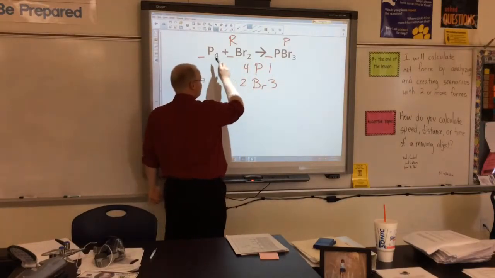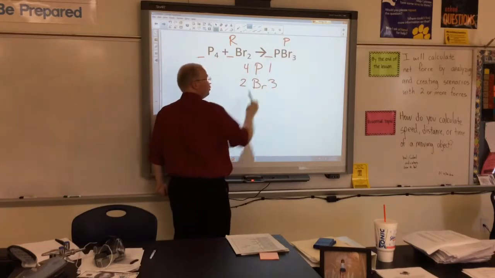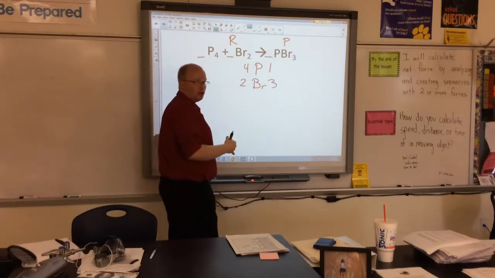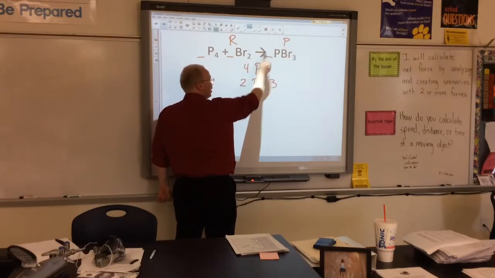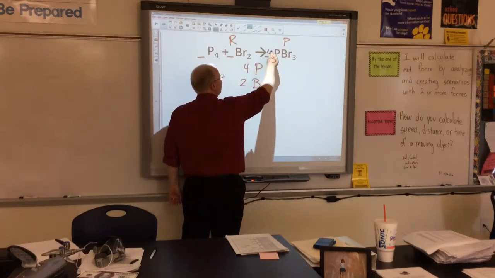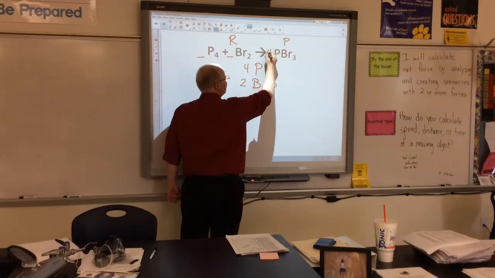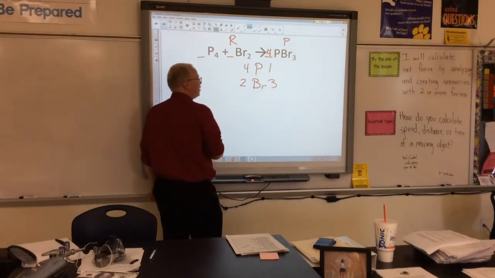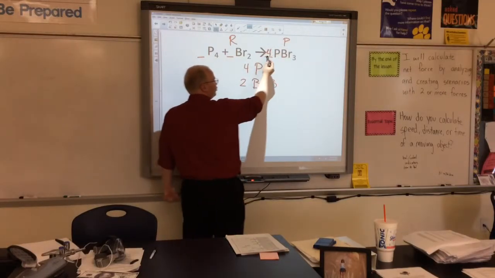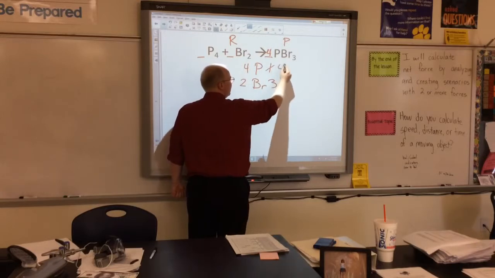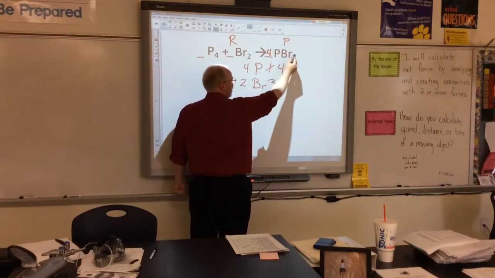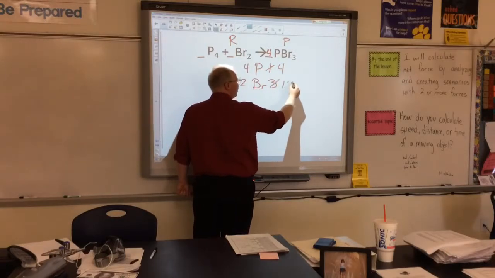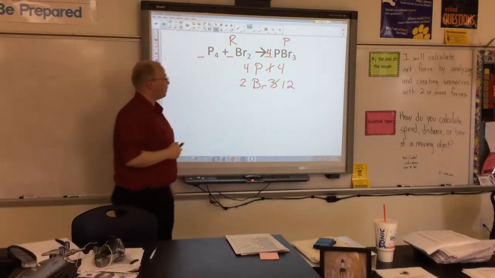Well, I want to make my 1 P be 4 over here, and when I do any kind of coefficient, I'm doing multiplication. So what would I need to multiply this P by to make it 4? Well, I'd have to multiply it by 4. There we go. So I'm going to put a big 4 in front. That changes my P's. I now have 4 P's, but the 4 also changes my Brs. I have 4 times 3 Brs, which actually gives me 12 Brs.